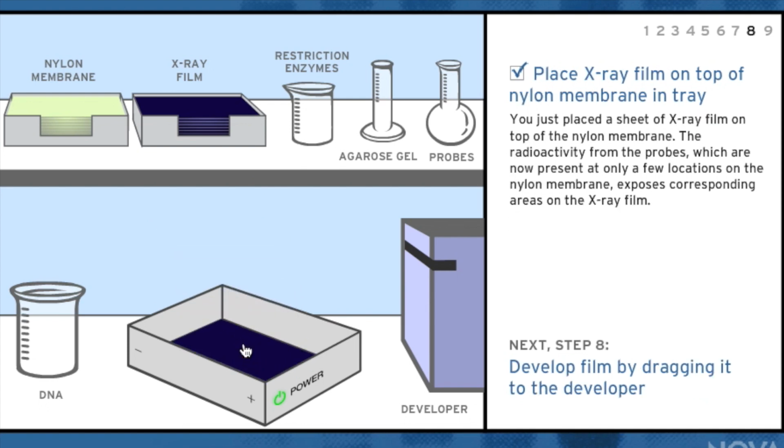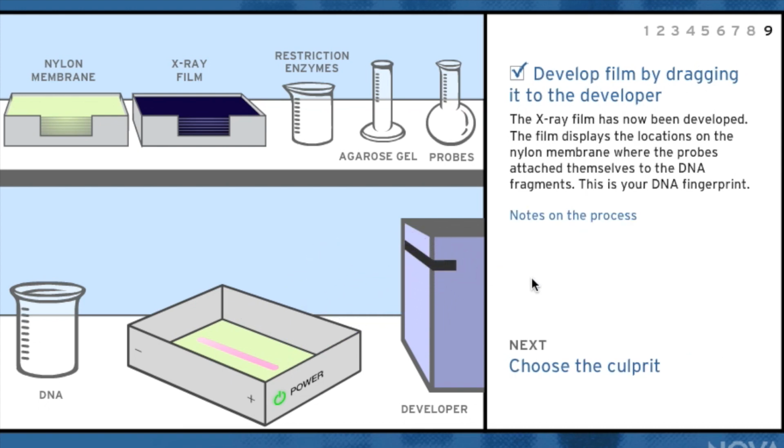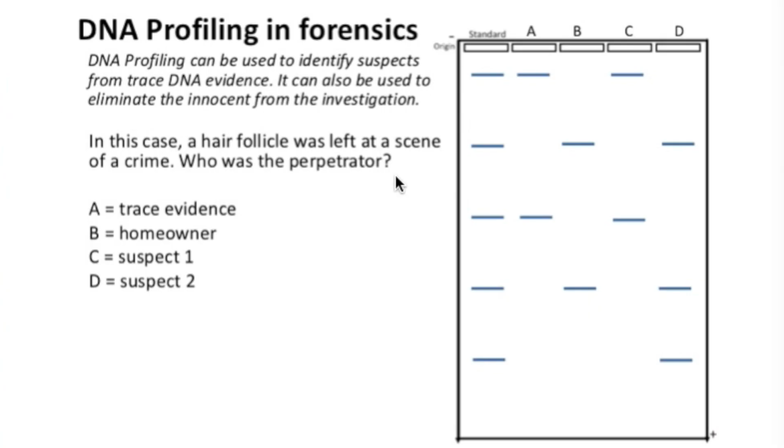Step 8 is we take the film and we develop it in the developer, and this shows our DNA. And the result we get is this. We basically get something that looks like this. And then we take this and compare it to the other DNA found in the crime scene, which gives us the victim or the suspect or anyone who was involved in the crime.